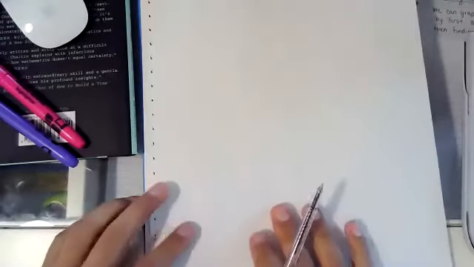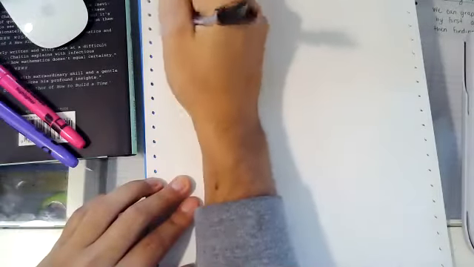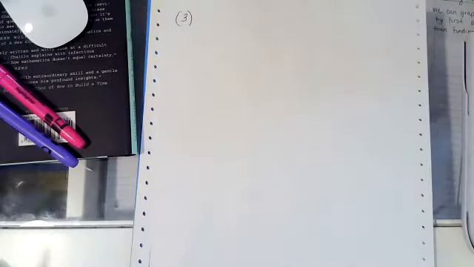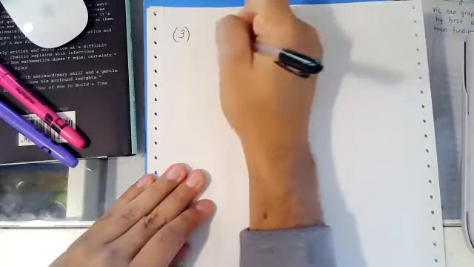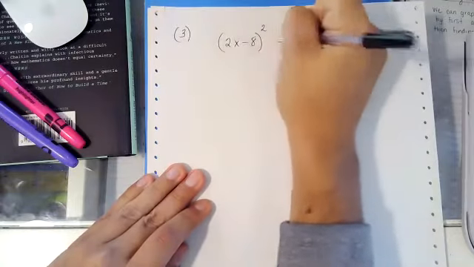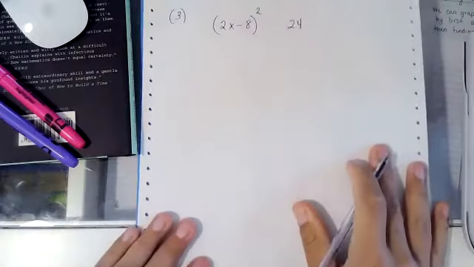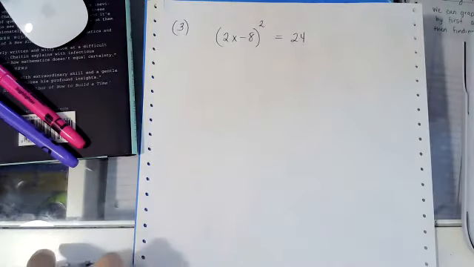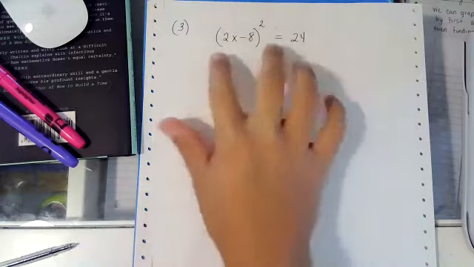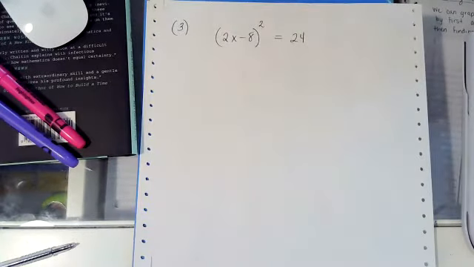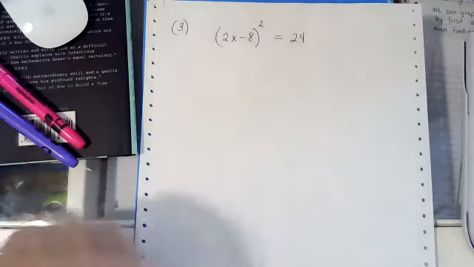Let's look at number 3. 3 is going to be real similar. And that's going to be 2x minus 8, that whole quantity is squared, and that's equal to 24. Can anybody tell me what the first step of this problem is? And I know you might feel tempted, but the first step is not to log out of the Zoom session. So what do we want to do here? Put a square root. Yes, exactly.